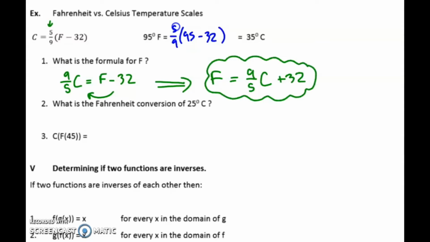So now if I said, what is the Fahrenheit conversion of 25 degrees Celsius? Now I just put 25 in for the C. So F equals 9/5 times 25 plus 32. Okay, 5 goes into 25 5 times. 9 times 5 is 45. 45 plus 32, 77 degrees Fahrenheit.